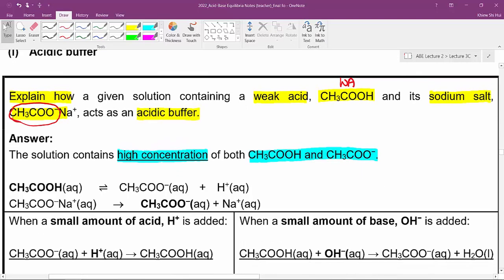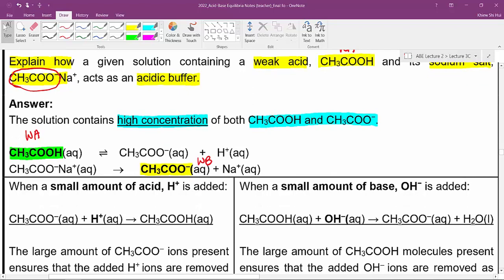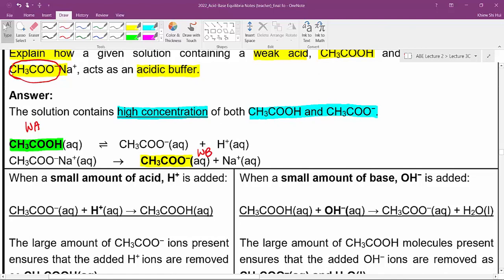CH3COO-. And you show the partial dissociation of CH3COOH to form CH3COO- and H+. You also need to show the complete dissociation of the salt to form CH3COO-. So this is the weak acid and this is the weak base, and these are the two components that we are interested in when we look at how the buffer works.